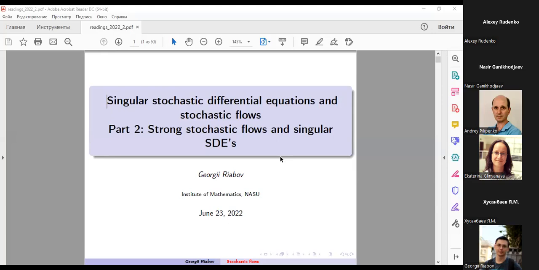So this is the second lecture about stochastic flows. My aim today is to finish the construction of a stochastic flow that we started last time, and then we will discuss some improvements, how to construct strong stochastic flows, and also look at some examples.